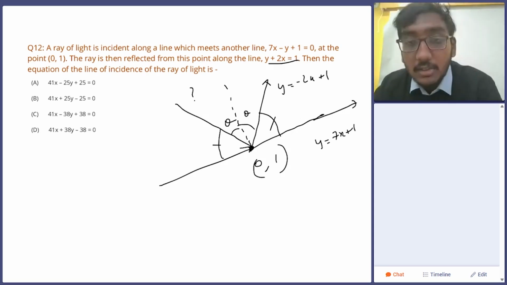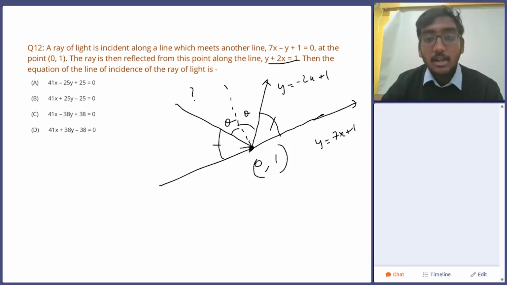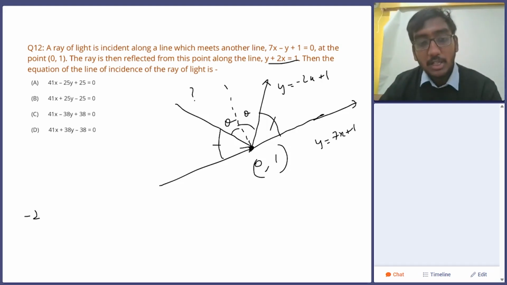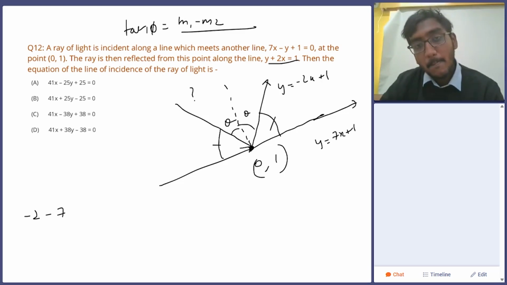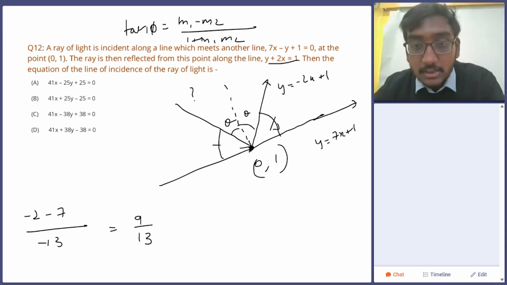So tan of this angle will be equal to what? Tan of this angle. What is the formula for tan of angle between two lines whose slopes are known? Tan phi is given by m1 minus m2 by 1 plus m1 m2, right? So m1 is minus 2 and m2 is minus 7, right? See, this is the formula. 1 plus m1 m2 is what? 1 plus minus 2 into 7, that is 1 minus 14, that is minus 13. So that is 9 by 13. That is same as the tan of this angle.